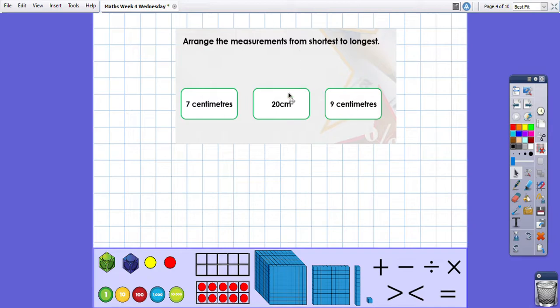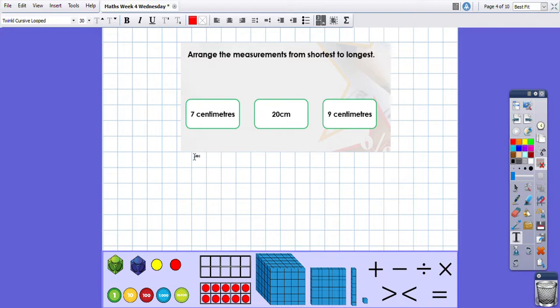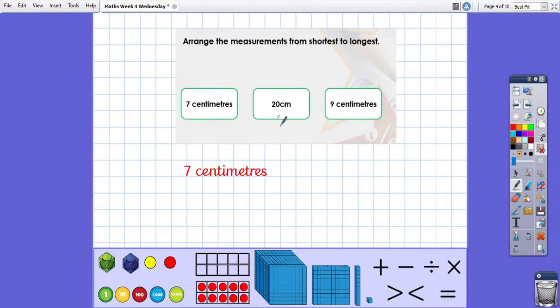Okay. Arrange the measurements from shortest to longest. Okay, so I've got 7 centimetres, 20 centimetres, because I know that cm is the same as centimetres, and I've got 9 centimetres. So, shortest to longest. Shortest is the smallest. Now, what is the smallest number? 7, 20, or 9? It's 7 centimetres. And what I like to do, as my class know, is cross it out when I'm done with it. Don't need to look at that one anymore.